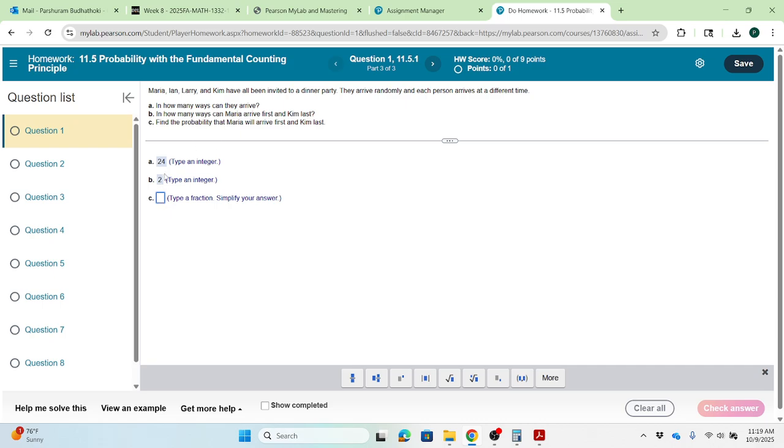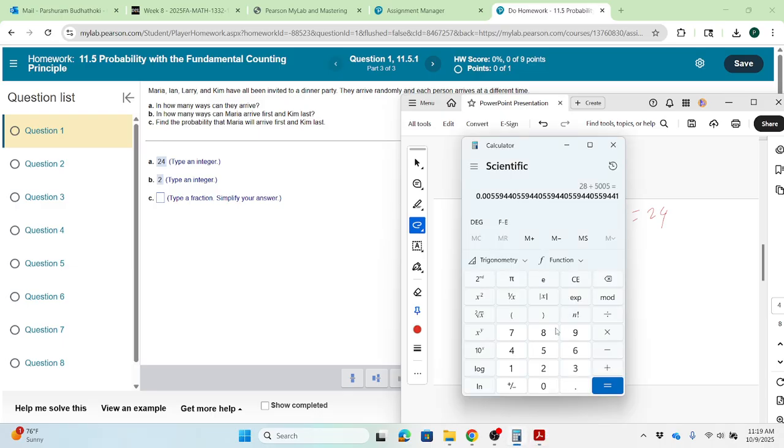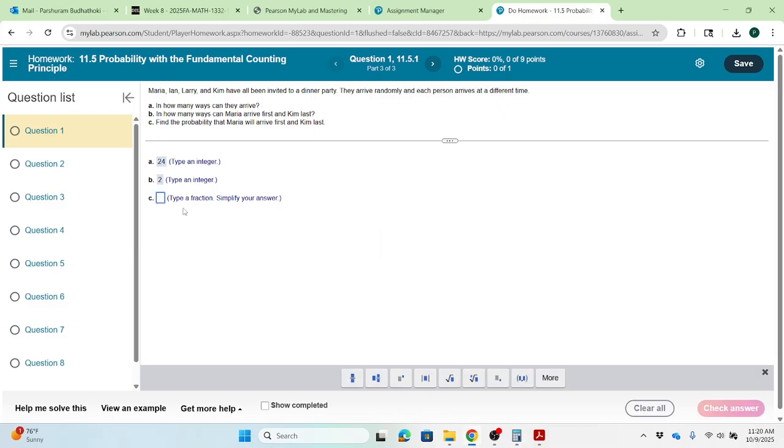And what is the probability of that? It's 2 out of 24. If you simplify that, 2 out of 24, that's the probability. But they won't accept answers in fractions that aren't simplified, so we have to simplify that. It would be 1 out of 12.